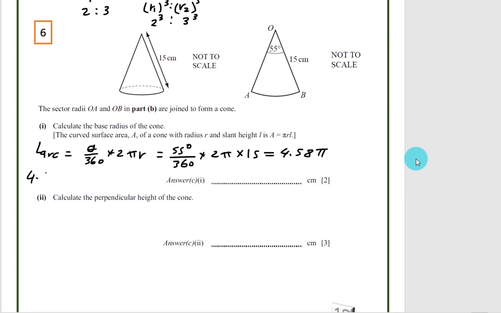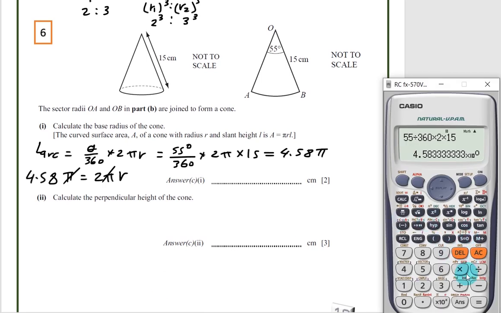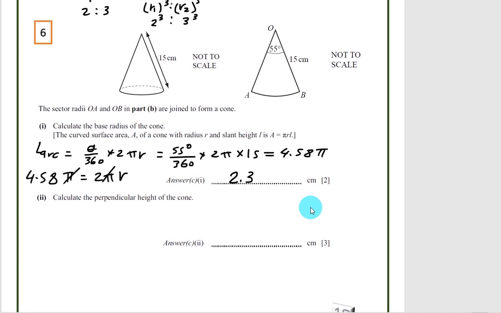This arc length will be equal to the perimeter of the bottom circle. So 4.58 pi will equal 2 pi r of the cone. So the radius will be the answer divided by 2. So the radius will equal 2.3. Again, the arc length will be equal to the perimeter of the cone.